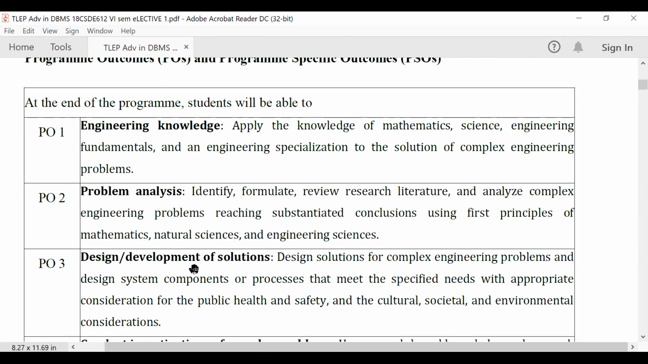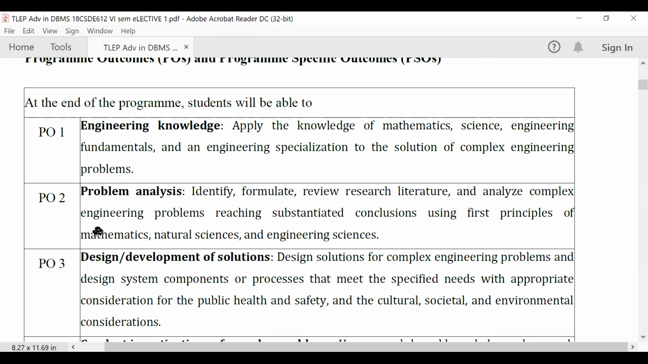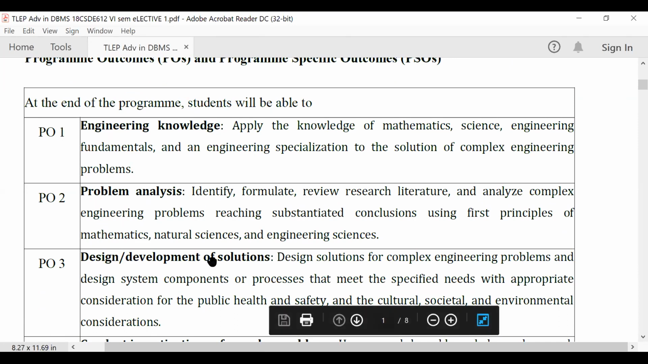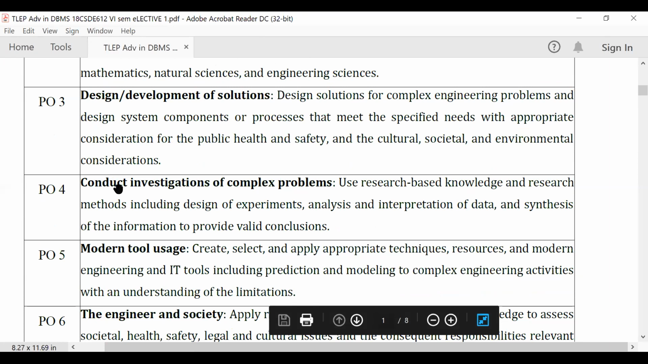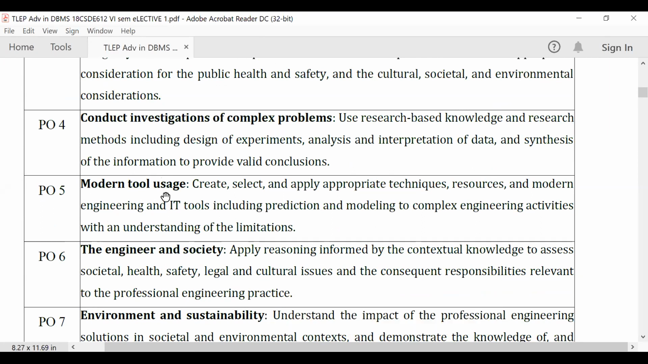well as design and development of solutions, because we are using NoSQL and Neo4j and MongoDB. So we are applying some practical implementation, that is creating the programs and queries. So these 3 program outcomes you are gaining through the course Advances in DBMS: engineering knowledge, problem analysis, design and development of solutions. So even we can say the modern tools usage. We are using MongoDB, Neo4j and NoSQL. So you are able to make use of the open source software.